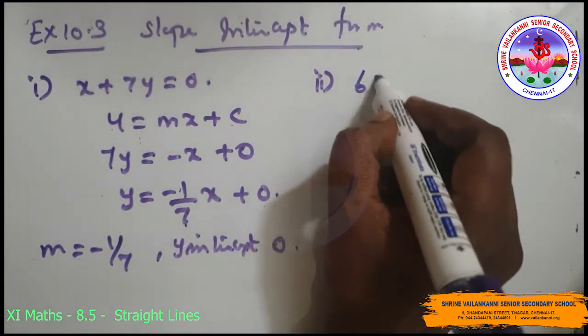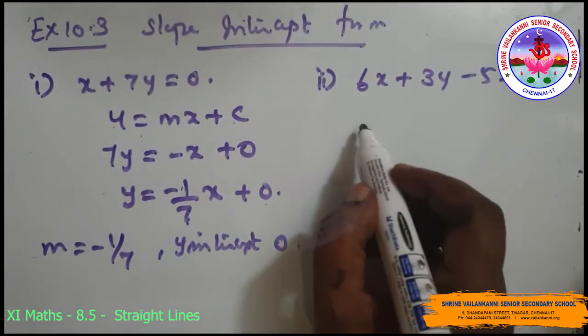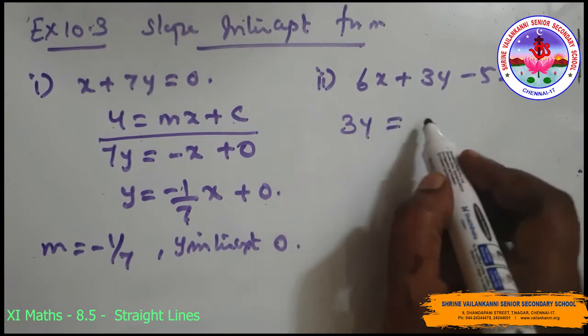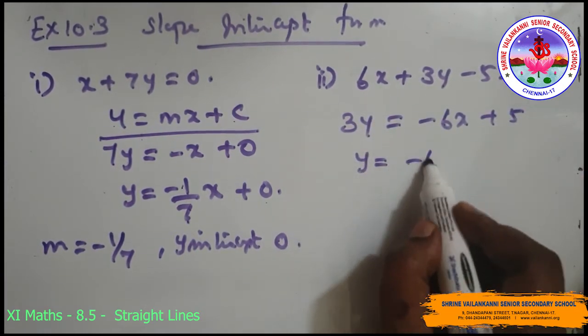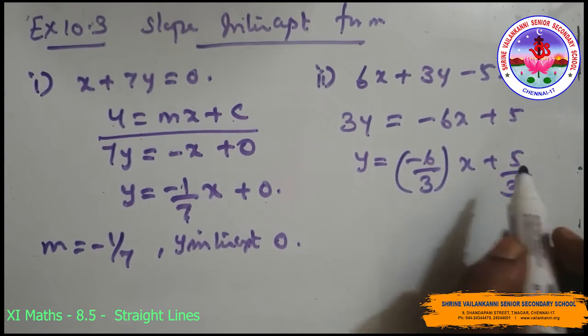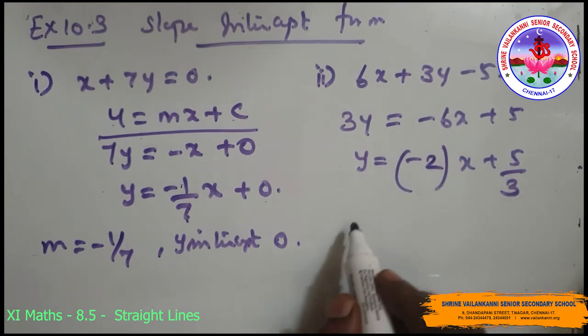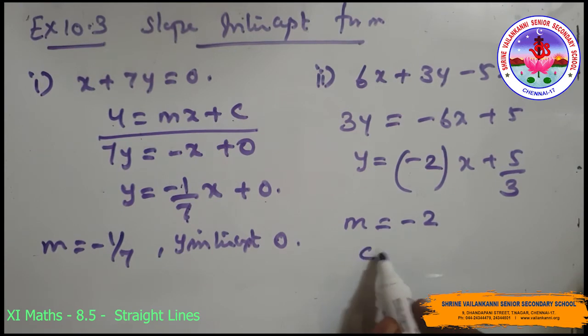Second subdivision is 6x + 3y - 5 = 0. Writing this in the form of y = mx + c: 3y = -6x + 5, so y = (-6/3)x + 5/3. We can cancel this to get 2. Here slope m is -2 and y-intercept c is 5/3.